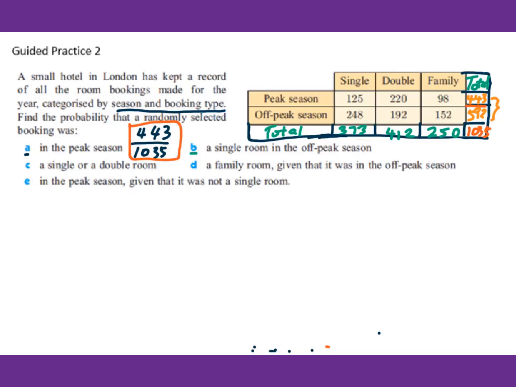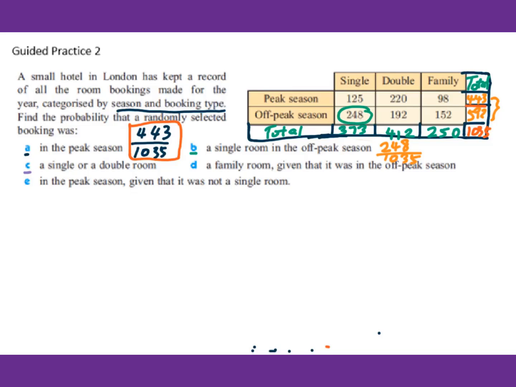Let's go to B. A single room in the off-peak season. Single room off-peak season will be this number. Therefore, you will have 248 over 1035.